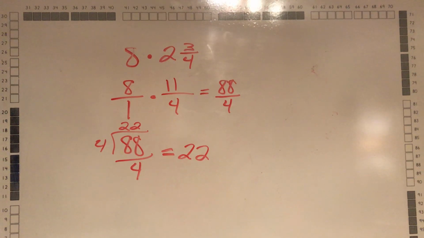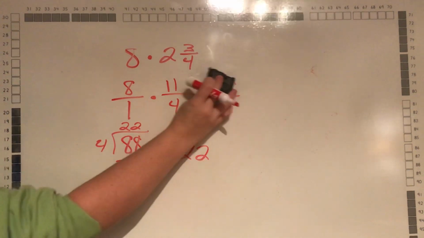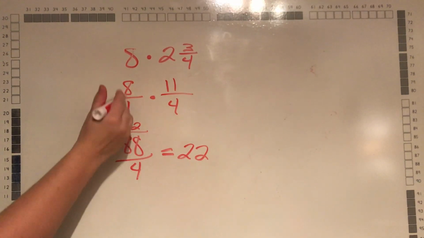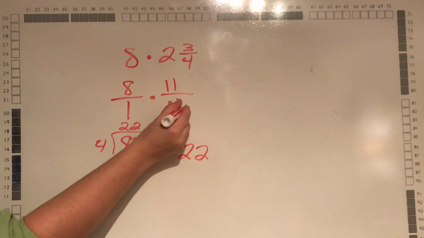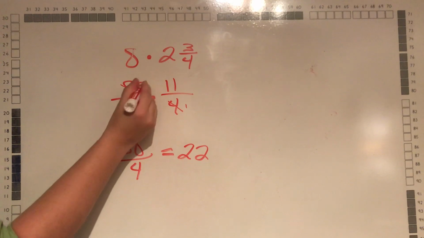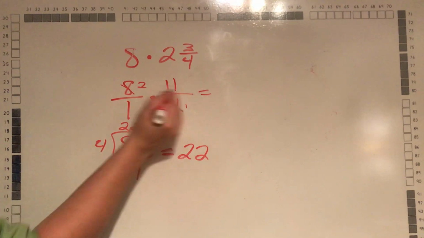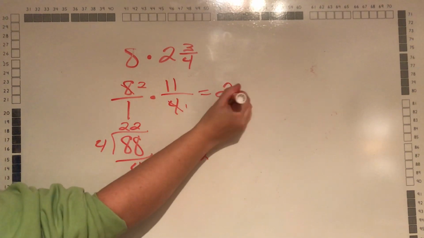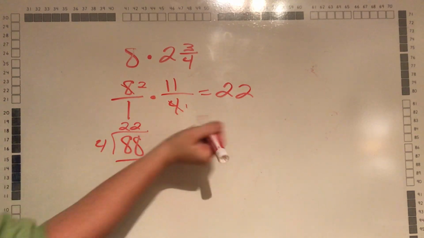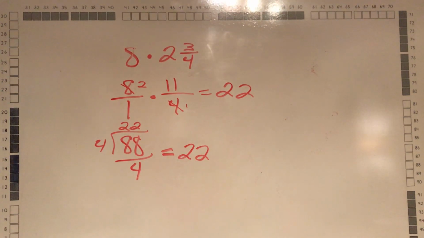You could also simplify your fractions and look at this and go, well, 4 will go into 8 2 times, and 2 times 11 is 22. 1 times 1 is 1, and 22 over 1 is going to equal 22. Either way, we end up with the same number.